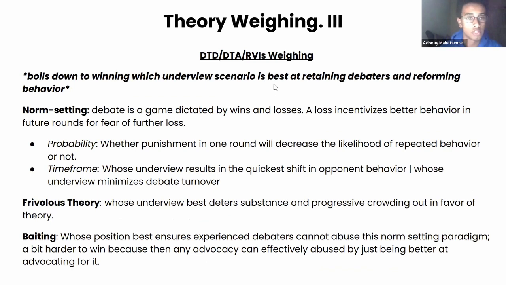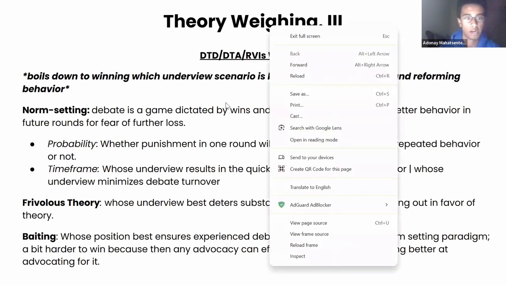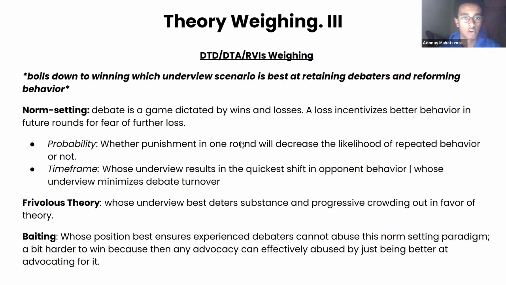So this really just goes down to three separate warrants. First is norm setting. Debate is a game, so wins and losses dictate how you decide to behave. A loss creates an incentive for better behavior in future rounds through the fear of further loss in the future. So again, back to that same paradigm of probability and time frame. Does punishment in one round decrease the likelihood of bad behavior? And in time frame, does that mean you see a quick shift, or does that mean they just leave the activity because they don't like it?